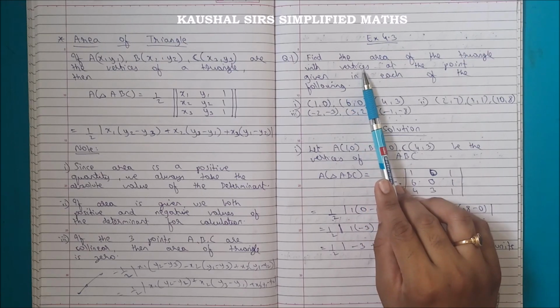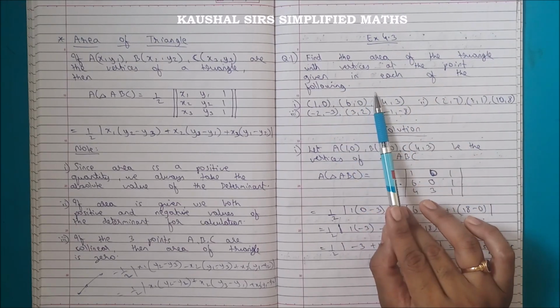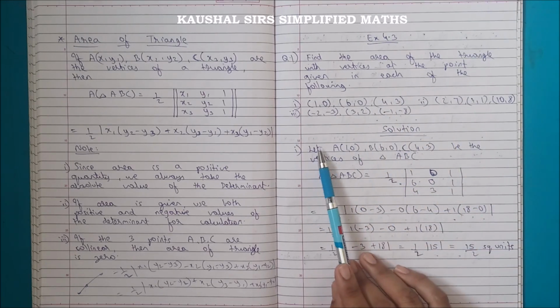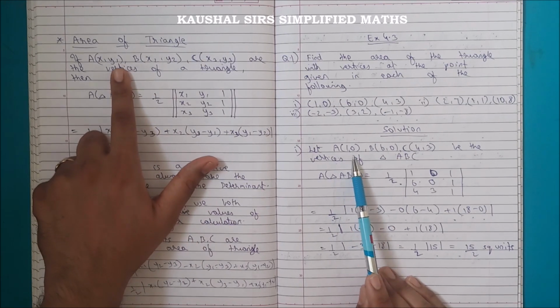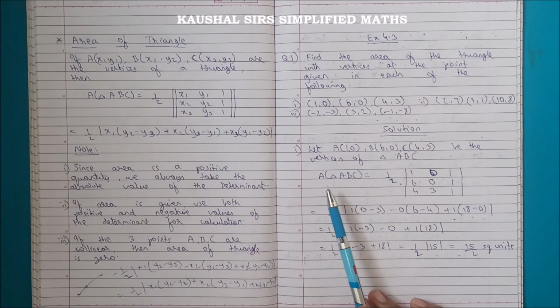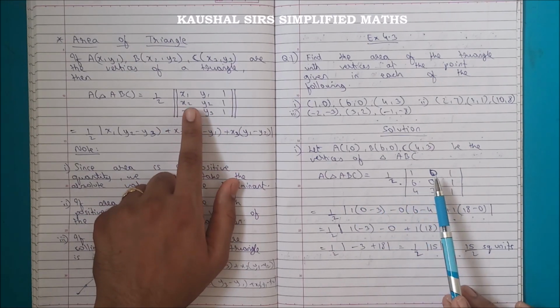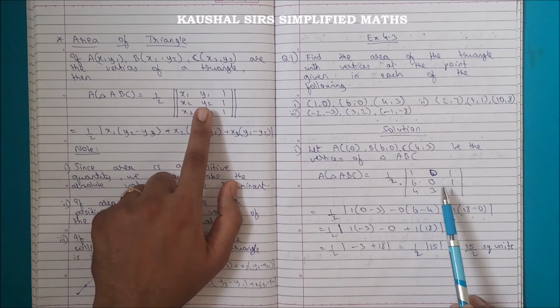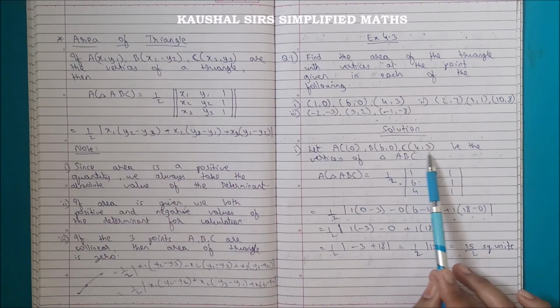The first question, find the area of the triangle with the vertices at the point given in each of the following. There are 3 sub questions. So how to start? 3 vertices are given to us. So we have been given A x1 y1, B x2 y2 and C x3 y3. So we start like this. Area of triangle ABC is equal to half of determinant of x1 y1 1, x2 y2 1, x3 y3 1. Okay, so this is x1 y1, this is x2 y2, this is x3 y3.